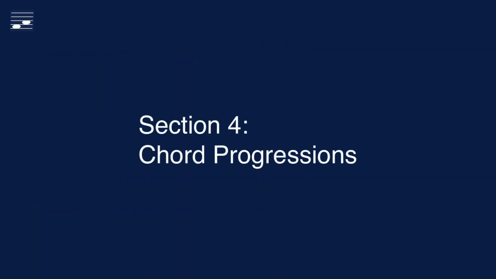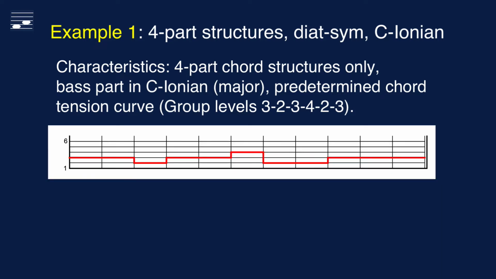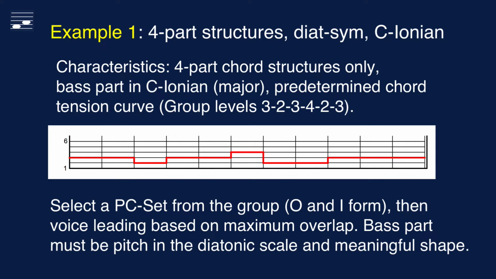Example 1 has the following characteristics. We use 4-part chord structures only. The bass part is in C-Ionian, that is major, and we design a predetermined chord tension curve with group levels between 2 and 4. For a 4-part setting, we select a PC set from the group, then determine the voice leading based on maximum overlap between 2 consecutive chords.